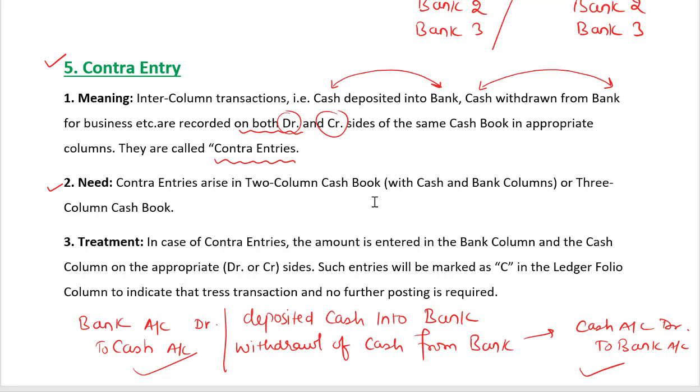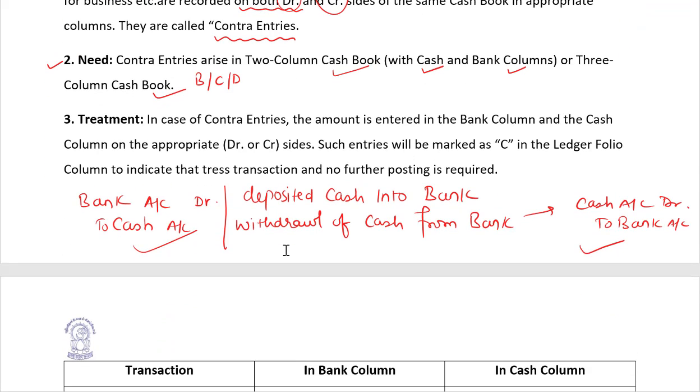Contra entries arise in the two column cash book with bank and cash columns, or the three column cash book, that is bank, cash and discount. What treatment will we do? I had already explained the treatment. In case of a contra entry, the amount is entered in the bank column and cash column on the appropriate debit or credit side. Such entries are marked with a capital letter C in the ledger folio to indicate that no further posting is required.